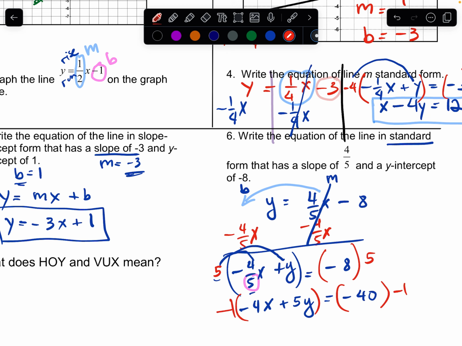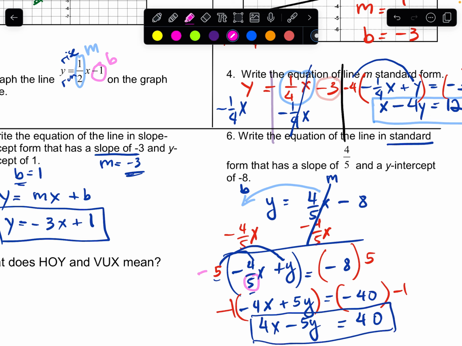Negative 1, negative 1. So this becomes 4x minus 5y equals positive 40. Okay, so again, I should have put a negative up here. It would have saved me a step.